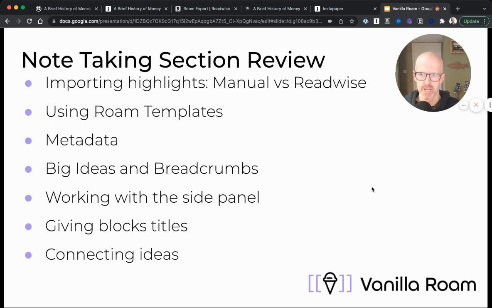We started the section by talking about importing highlights. We showed two different methods of achieving essentially the same exact goal, so manual versus Readwise. You can experiment with both of those methods and see which one works best for you.